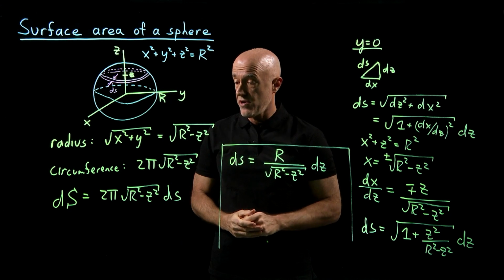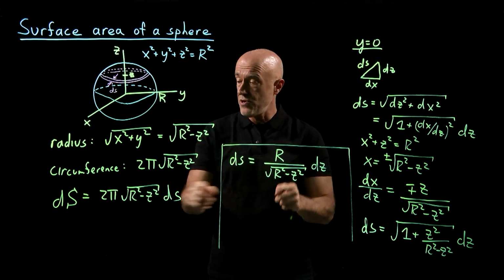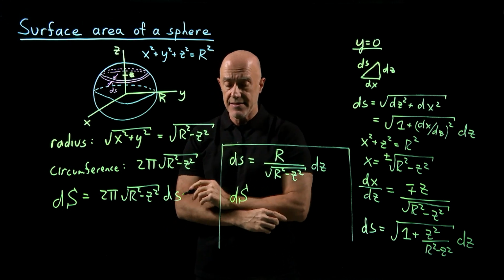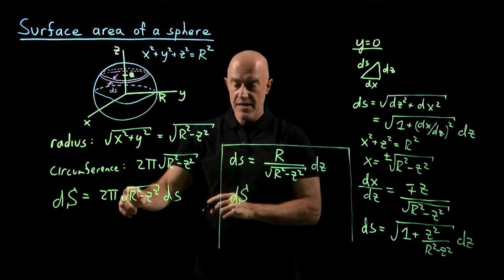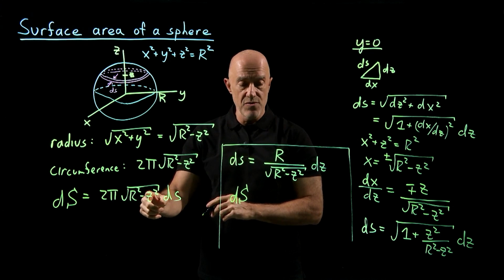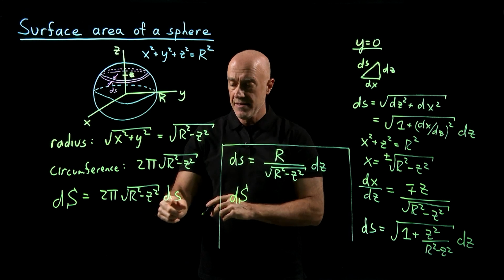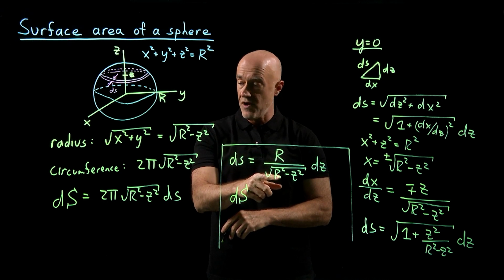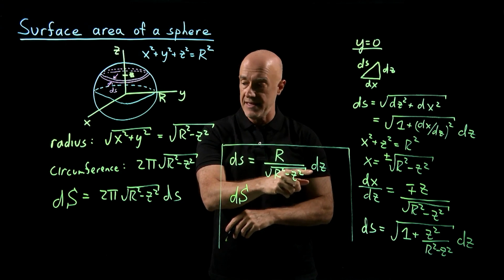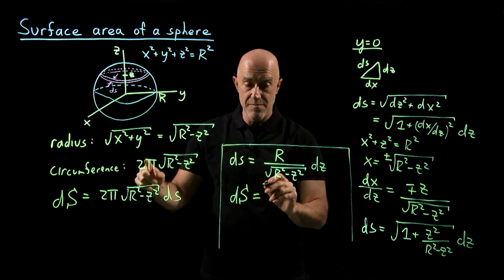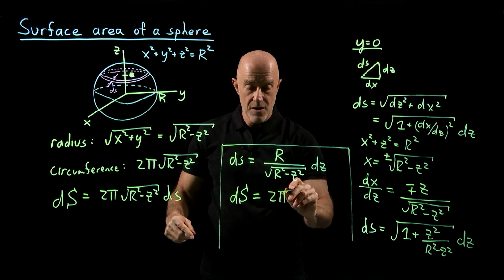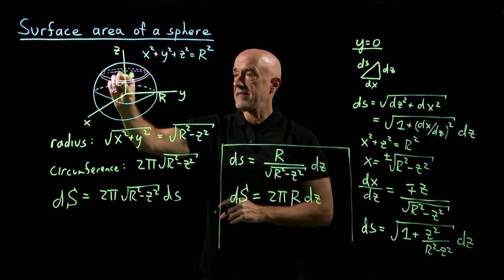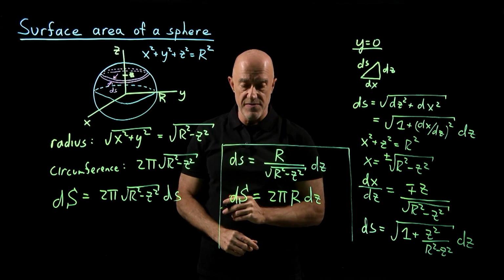That factor is very important because the square root actually cancels the square root in our d capital S, which is the surface area. That's 2 pi times the square root of r squared minus z squared times d little s. D little s is r over the square root of r squared minus z squared dz. So this then simply becomes 2 pi r dz. Okay? And that's the infinitesimal surface area of this ring.